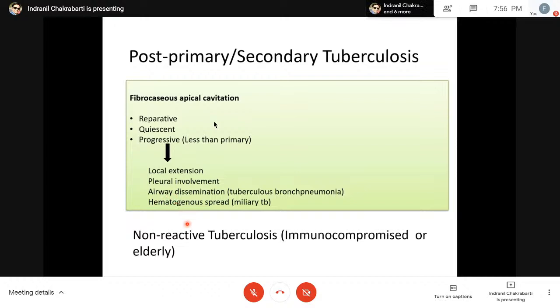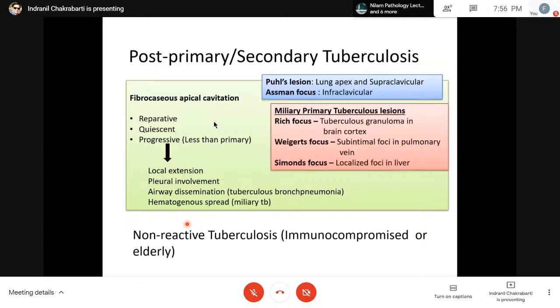spread. Now some lesions you may remember, one is the Assmann focus, which is an infraclavicular lesion, and the Puhl lesions, which are in the lung apex and the supraclavicular location. So these lesions are within the lung and they are part of the secondary tuberculosis. And miliary primary tuberculosis lesions include Rich focus, Küss's focus and Simon's focus, but it's very difficult to remember this.